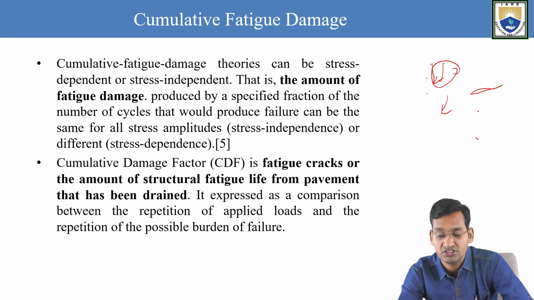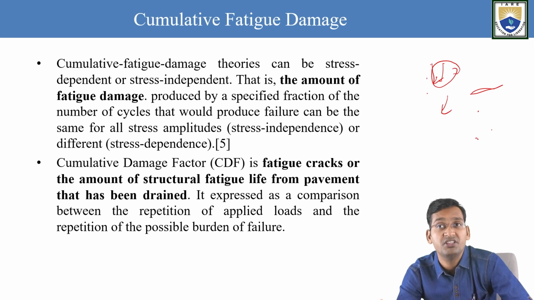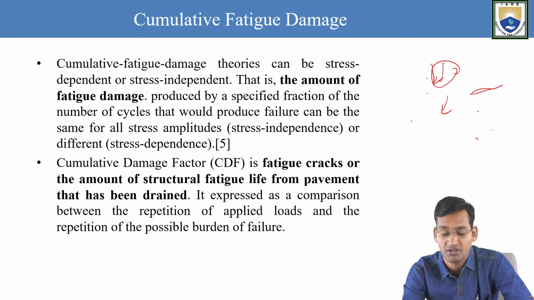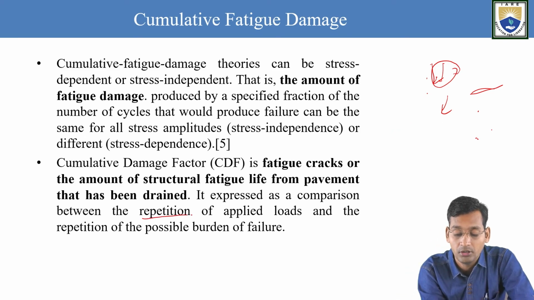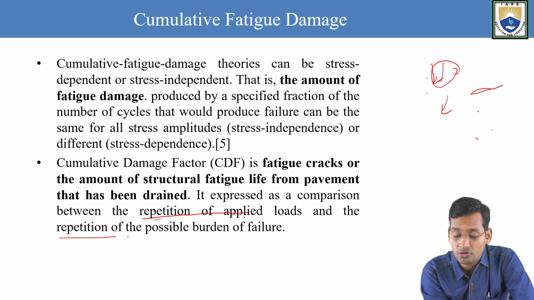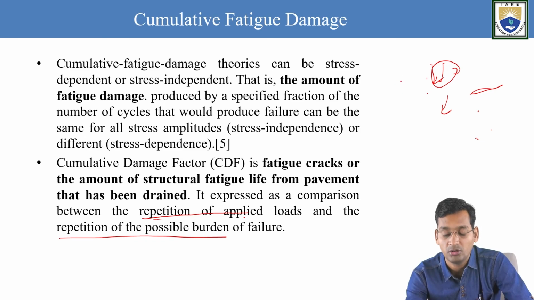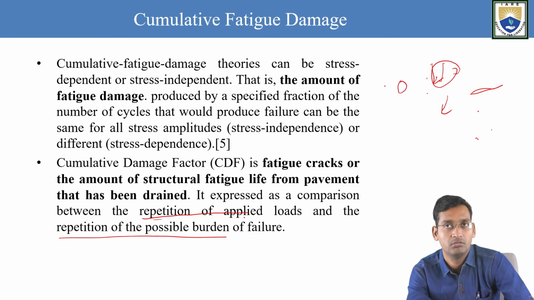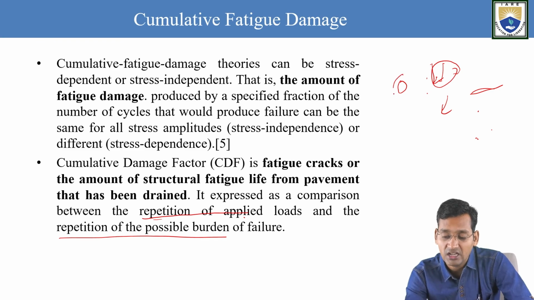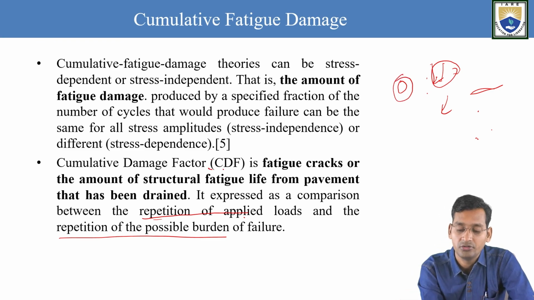Now the cumulative damage factor is the fatigue crack, or the amount of structural fatigue life of the pavement that has been drained. So how much is there, based on that? It's simply a damage factor. It's expressed as a comparison between the repetition of applied load and the repetition of possible burden of failure. This one is important: the factor is the repetition of applied load divided by the repetition of possible burden. Possible burden is the chance of getting failure. If more stress acts, the chances will be more. That is the cumulative damage factor.